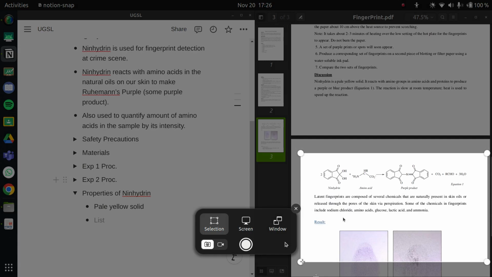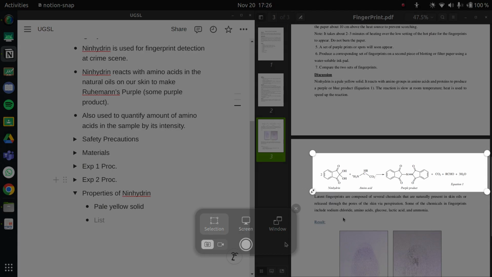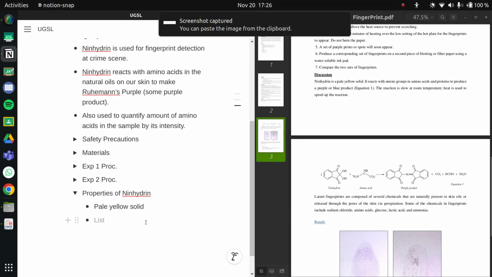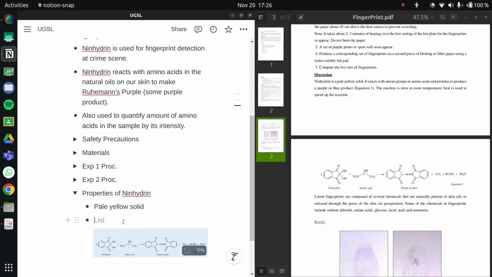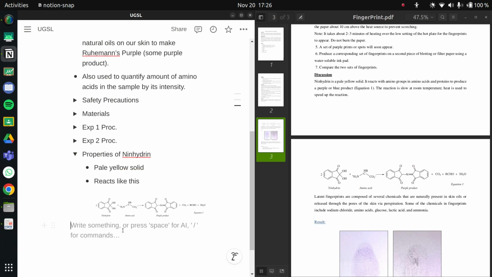So this is our equation. You have ninhydrin and you have an amino acid, which just happens to be L-alanine. Reacts like this. Heat to speed up. Okay.